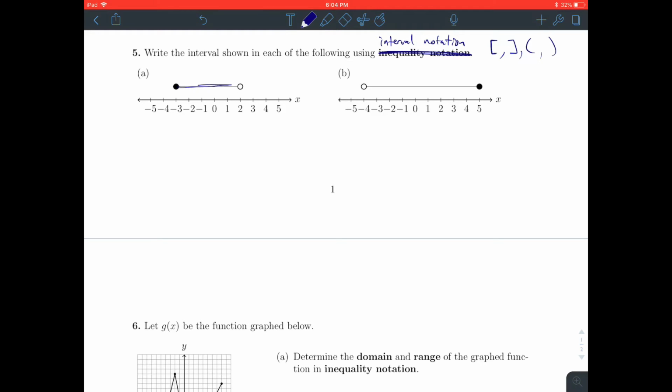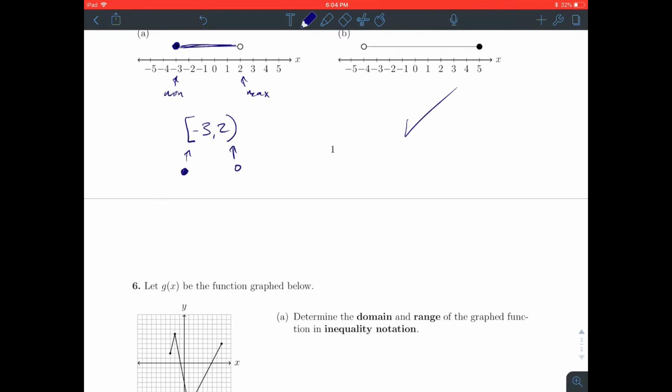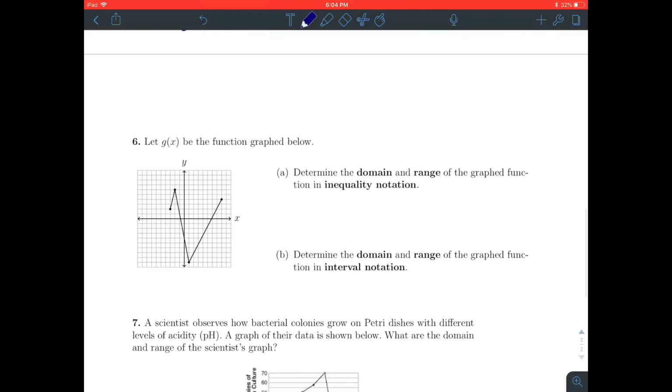So in problem A, we've got our interval going from a minimum value of -3 to a maximum value of 2. So we have all the x values from -3 to 2. And now we only need to choose what parentheses to use for our interval notation. Because we have a solid bubble here, x can equal -3, so we use a square bracket from the solid bubble. And from the open bubble, we use a curved parenthesis. I'm going to leave you guys part B again, so hopefully you figure that out.